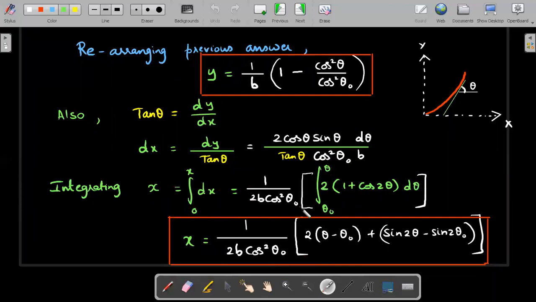Remember, at x equal to 0, the initial angle was theta naught. At some arbitrary x, the angle is theta. So then you have to integrate. Remember, all the constants you need to get out are b cos square theta naught. So only this part needs integration, which becomes cos square theta, which I wrote as 1 plus cos 2 theta. Expression and these numbers I have manipulated.